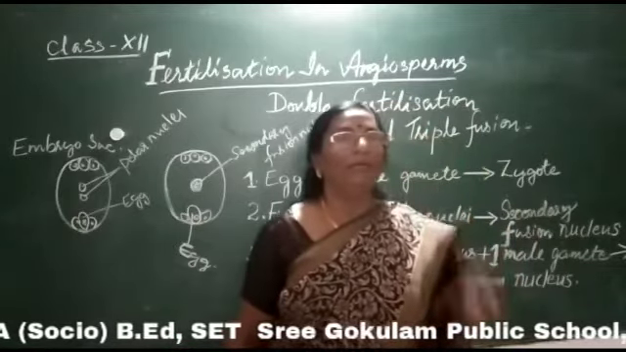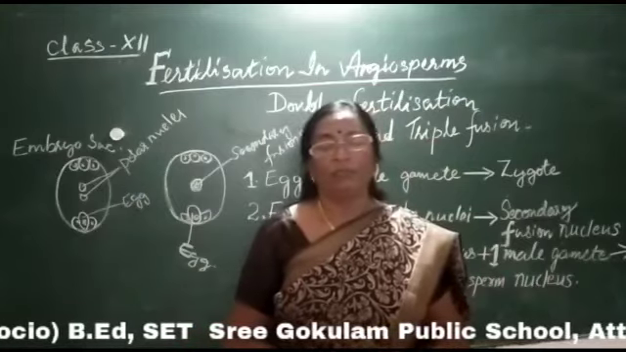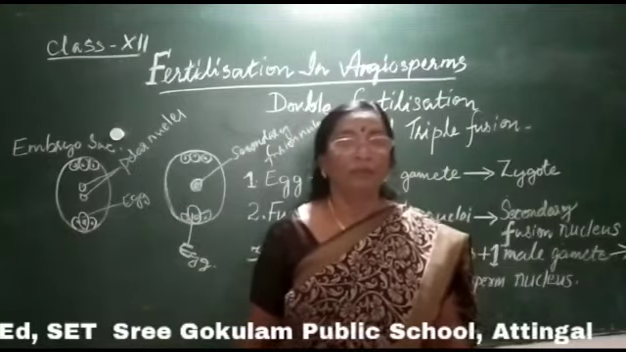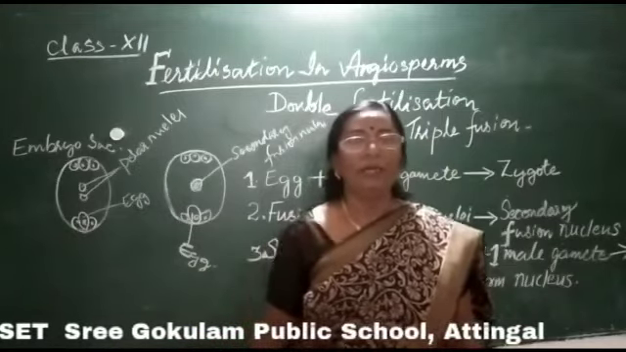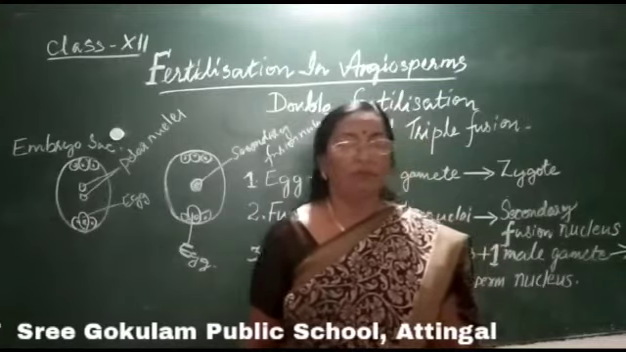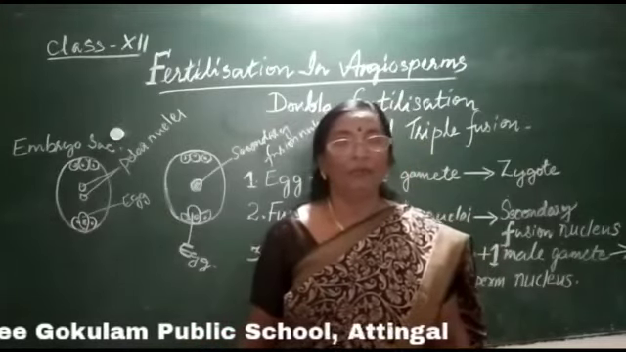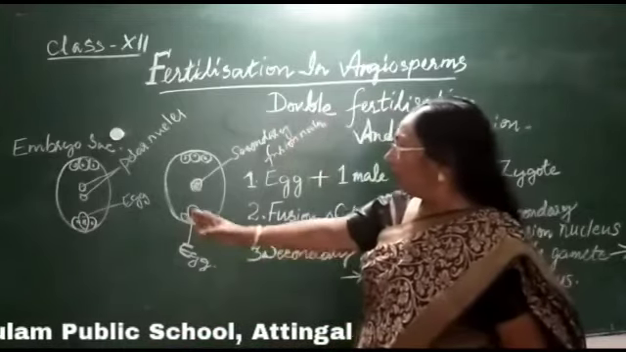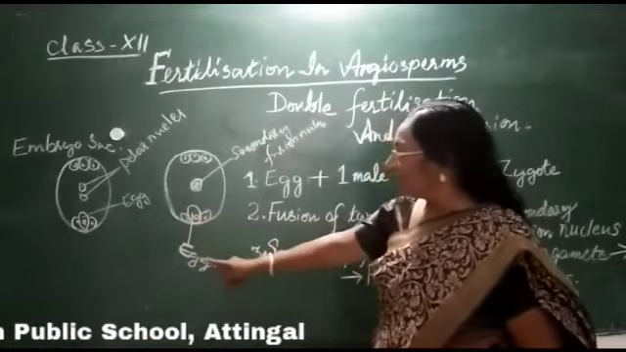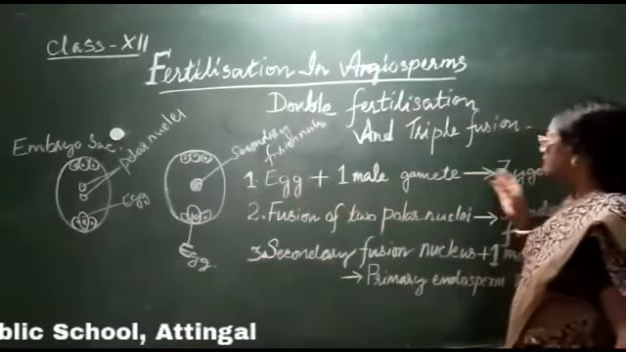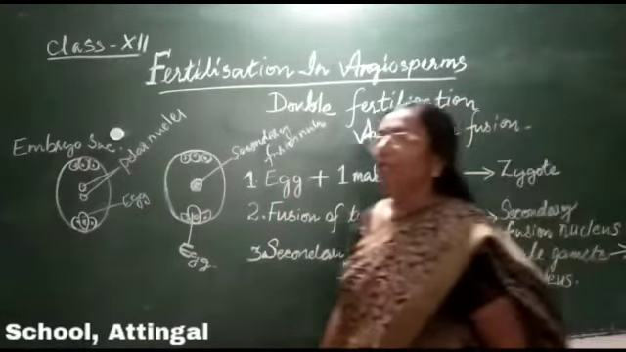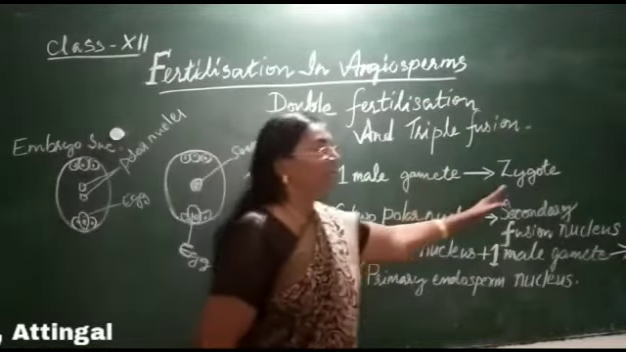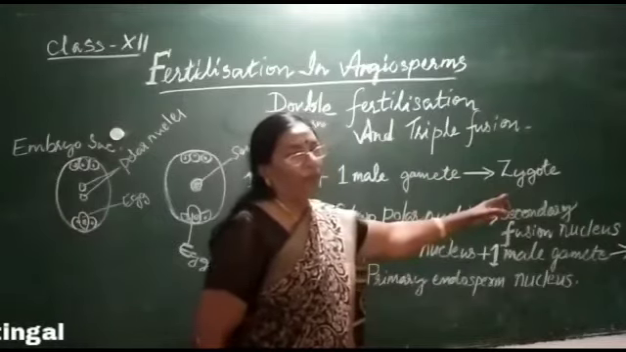In angiosperms, the fertilization is known as double fertilization or triple fusion. It is called double fertilization because from a single pollen grain, two male gametes are produced. One of the male gametes fuses with the egg and forms the zygote, which develops into the embryo.